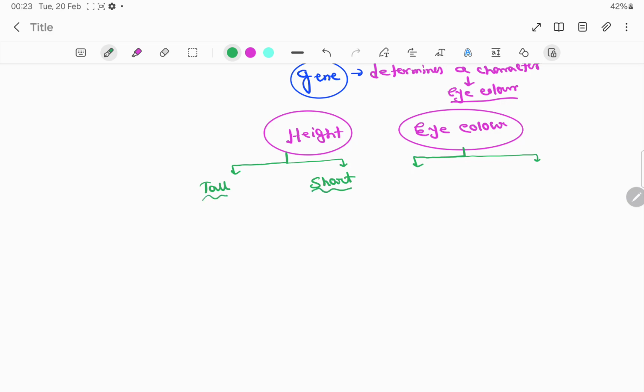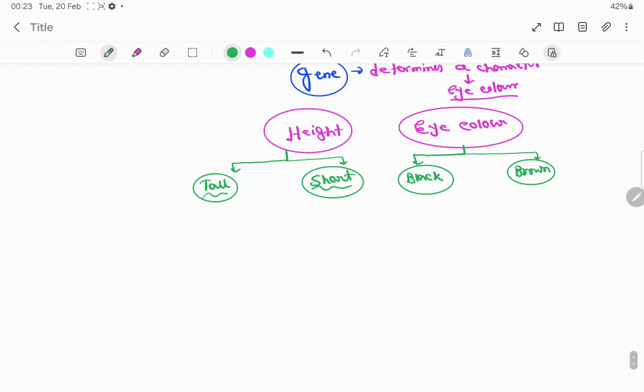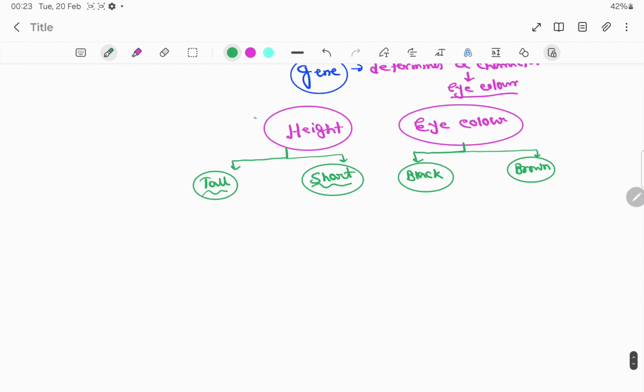Why two alternate forms will also be discussed. So this height has two alternate forms. One is tall, another is short. Clear? Eye color, suppose one is black, and another alternate form, suppose this is brown. Alternate forms. Clear?